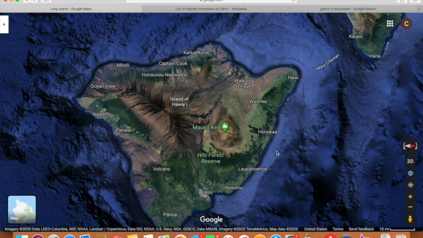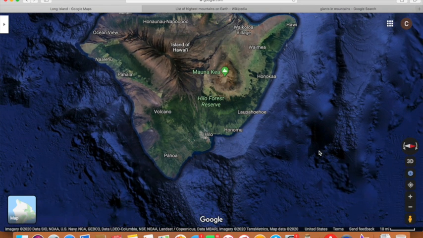And let's look a little down below. Hilo, beautiful town, has a lot of streams and rivers and ditches running down to here. So Hilo is a very wet town. It gets one of the most rainfall in the US. So it's a very wet yoni, very wet vagina.